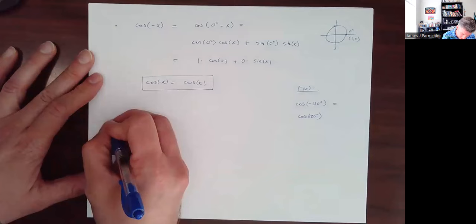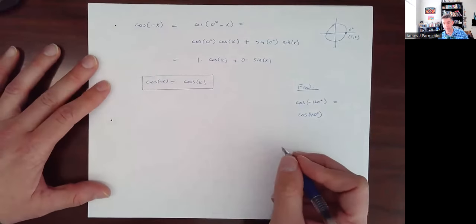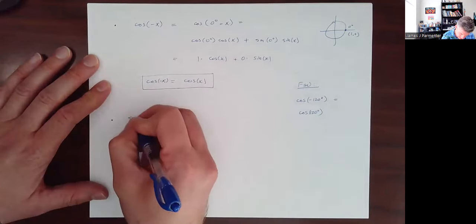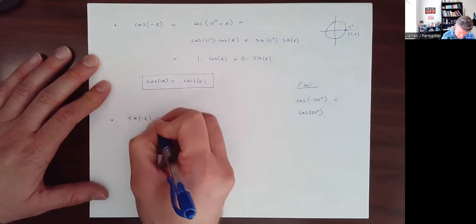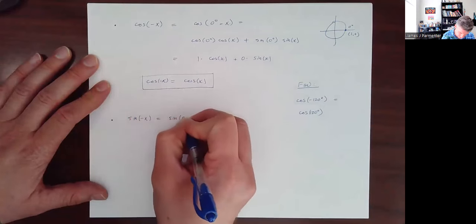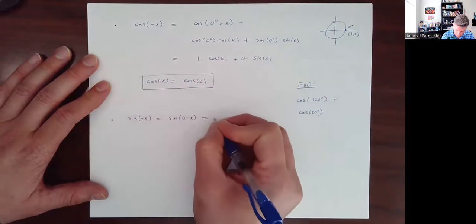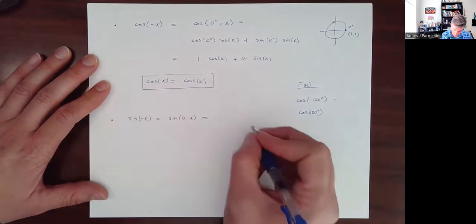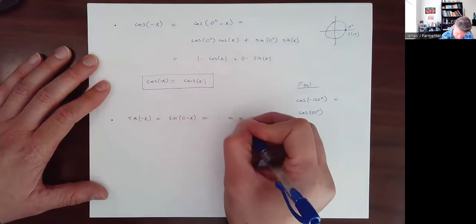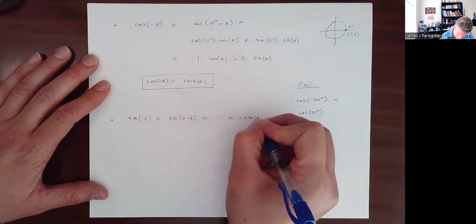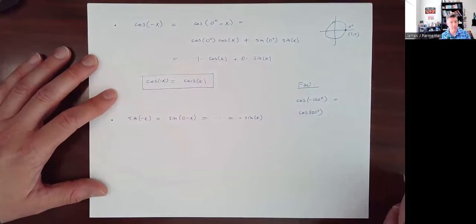In a similar way, you should take the time to show that sine of negative x, which is equal to sine of 0 minus x, you can show with some work, and you should do the work, this is equal to negative sine of x. It's kind of cool. Let me give you one more.